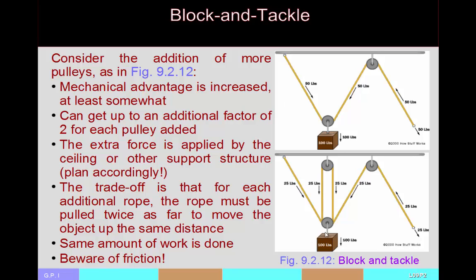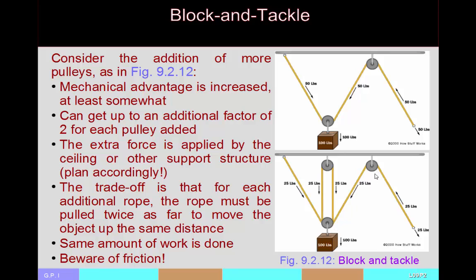So here again is another setup that's similar. This is a more proper block and tackle in which they've basically run a rope. It goes around one pulley, goes around the other, goes around the second side of the pulley, goes up, comes over a pulley.